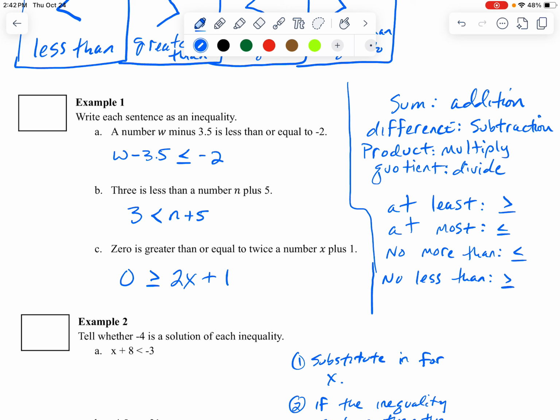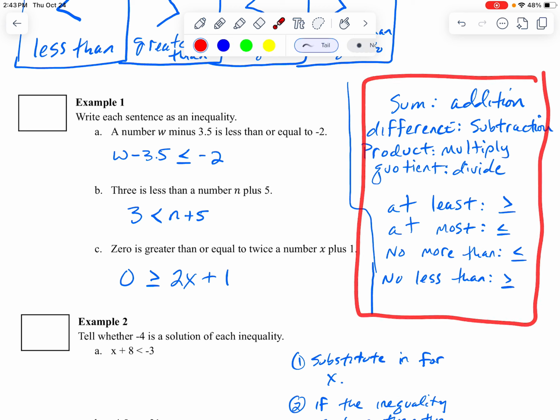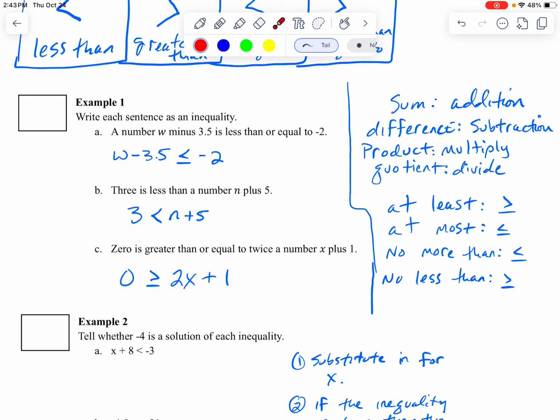If this is something you find a little confusing, go back and read through these and take note of how we're translating these sentences. And as you're doing practice, make sure to come back and look at these if you run into any of these words and you're struggling to figure out what they mean.